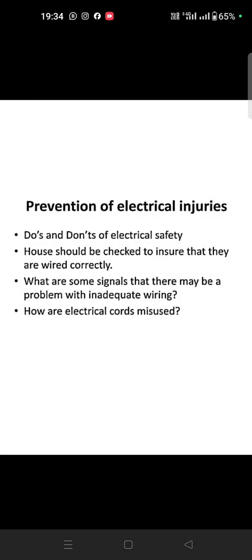Then prevention and electrical instrument do's and don'ts. For electrical safety, the house should be checked to ensure it is wired correctly. Some signals that there may be problems are inadequate grounding and misuse of electrical codes. What are some safety principles regarding electrical equipment and precautions outdoors?